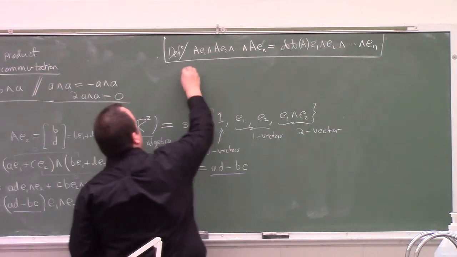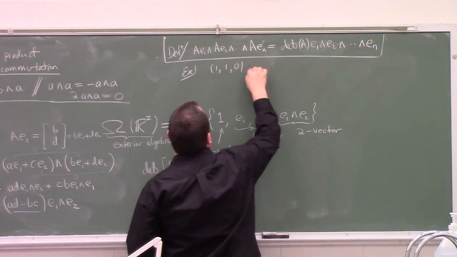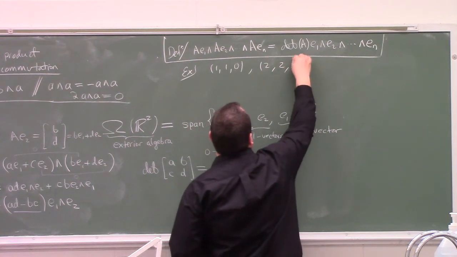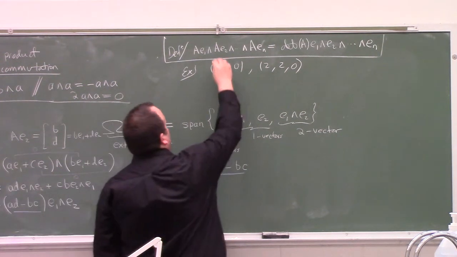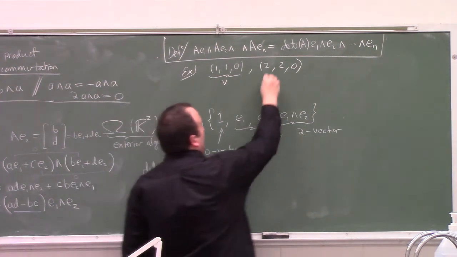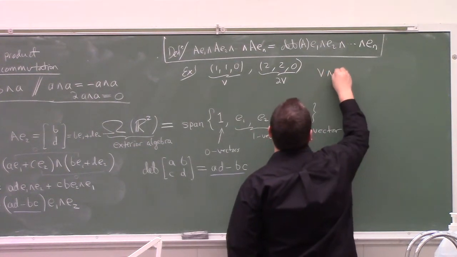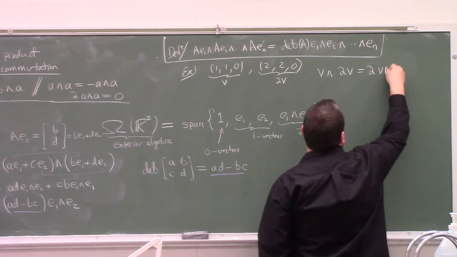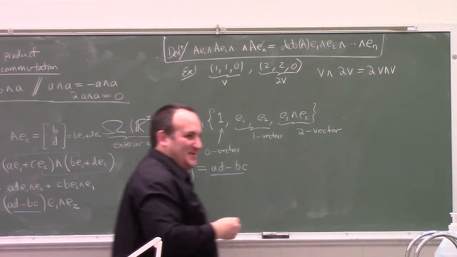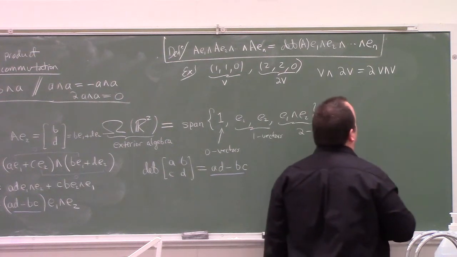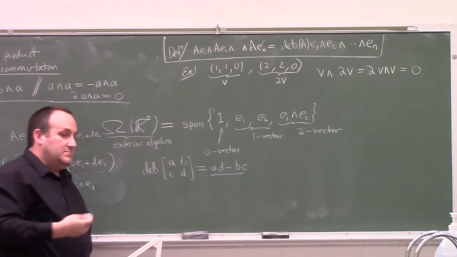If I had 1, 1, 0, and I had 2, 2, 0, those are pretty clearly linearly dependent, right? So if I call this thing V, I can call this thing 2V. So what's V wedge 2V equal to? It's 2 times V wedge V. I regret using V as a variable here, since it looks like an upside down wedge. Anyway, the point is the result is zero. So that's how you determine if it's dependent or not. That's one way.